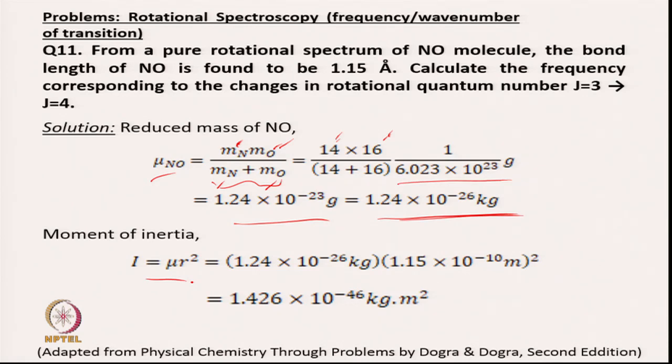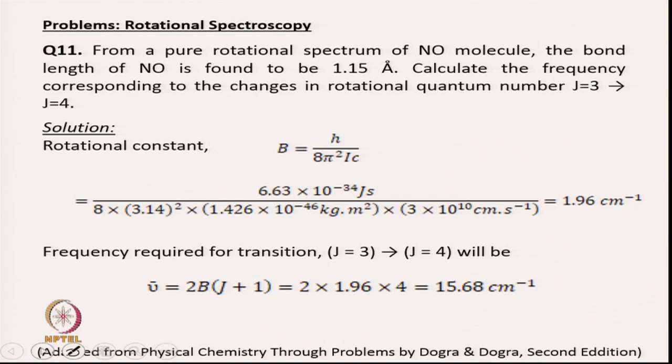Now, we can calculate the moment of inertia by using this equation: I is equal to mu into r square. R is already given, that is 1.15 angstrom, which is 1.15 into 10 to the power minus 10 meter. You square this and multiply by the reduced mass, and you will get the moment of inertia in kg meter square. So, now we know the moment of inertia.